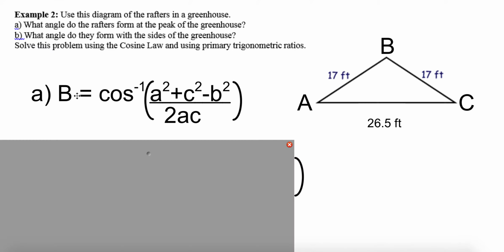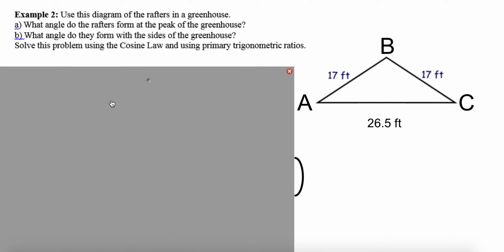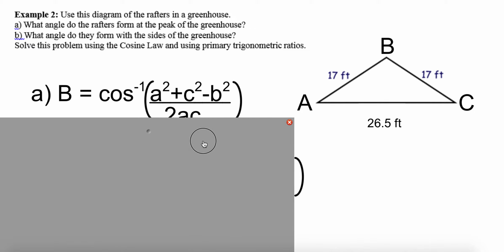So a couple examples. I know it says example 2, but really it's example 1 for us. The first thing that we're looking at is we've got this triangle. So use the diagram, we've got a diagram right here, 17, 17, and 26.5. The greenhouse. What angles are the rafters at the peak and then the sides? So the peak would be side B and the sides would be A and C. So since it's side, side, side, we have to use cosine law.